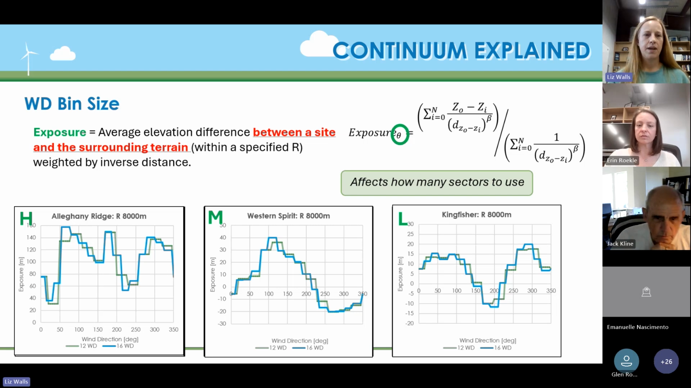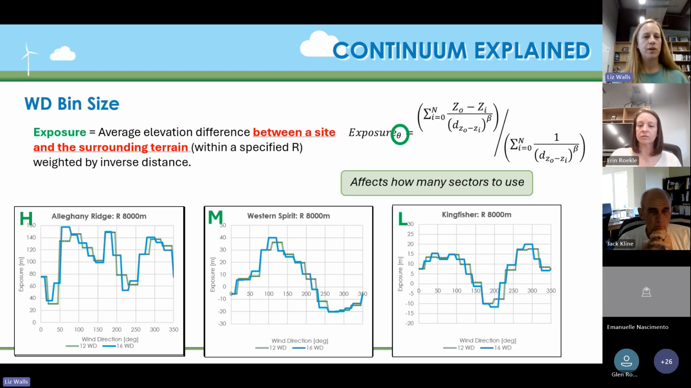that site. If you increase the wind direction bin size up to 8, then you start to see more variability, start to see more of what's happening at that site. At Western Spirit, for example, you can start to see more clearly that there is a positive and then a negative exposure at that site. And at Allegheny Ridge, you're starting to see the highly complex and largely varying terrain as you go around the wind rose. Next, let's go up to 12 wind direction sectors.